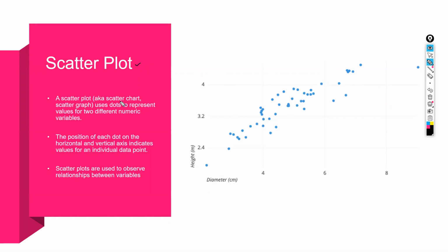Now let me explain scatter plots. You can say scatter chart or scatter graph. They use dots to represent values for two different numeric variables. Numeric variables, remember that. You have diameter, you have height. How does height increase based on diameter? What is the relationship between diameter and height?